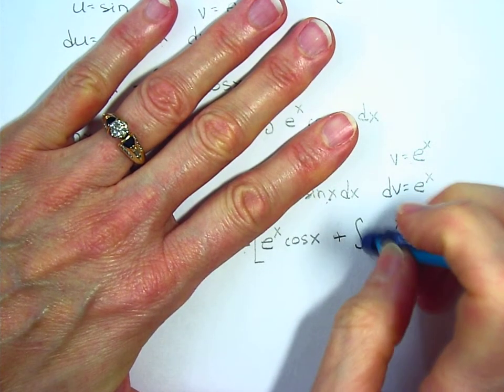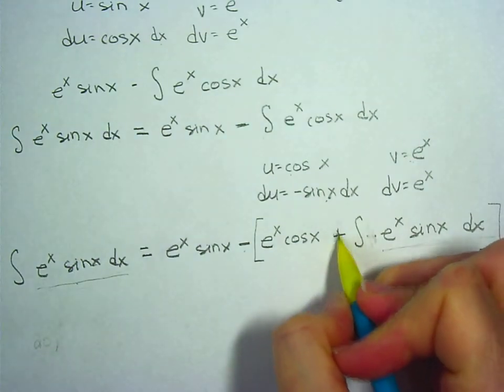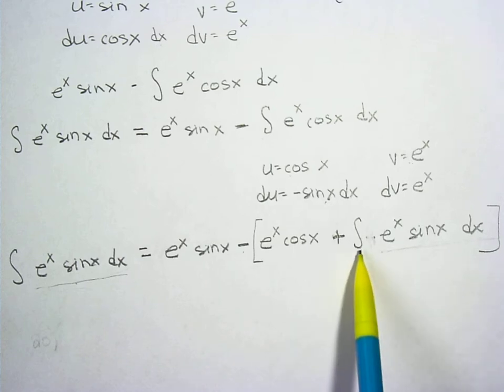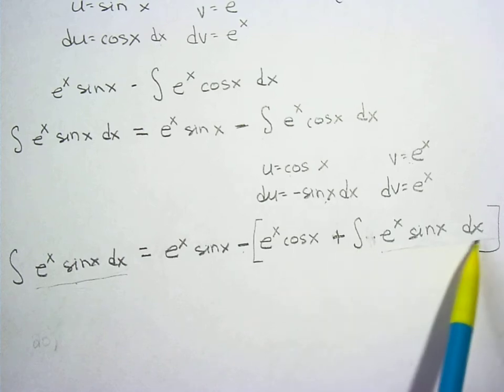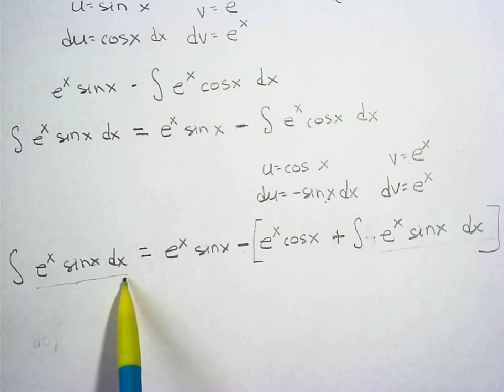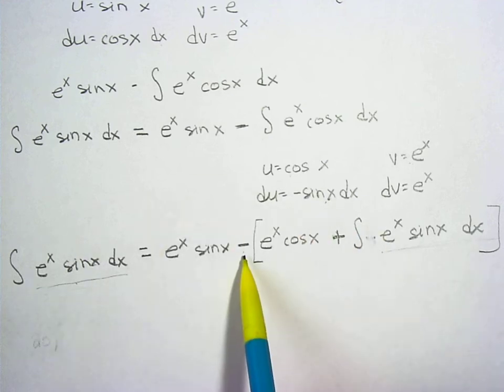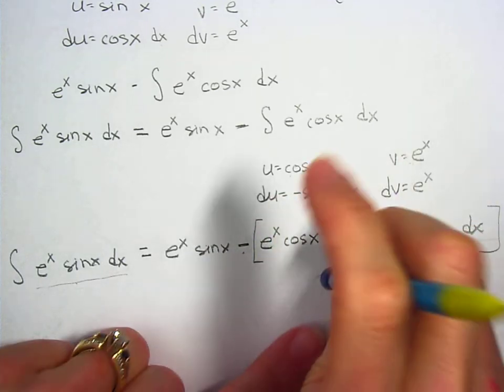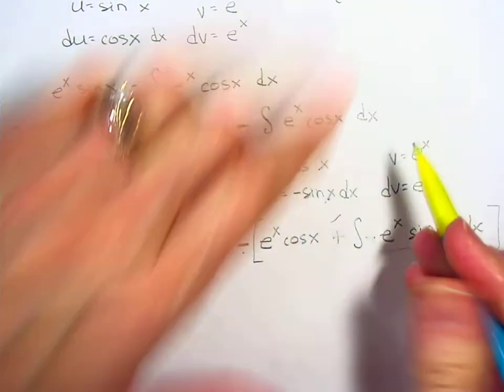And I'm going to get rid of this negative. Should probably do that in another step, but we'll do it like that. Now, let's gather all of the integral of e to the x sine of x dx on one side of the equal sign. Let me distribute this negative here, which would make this negative again.